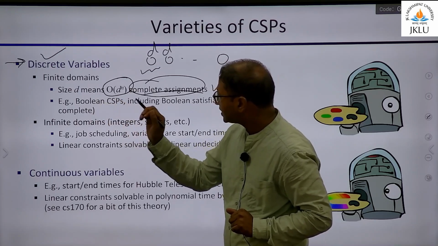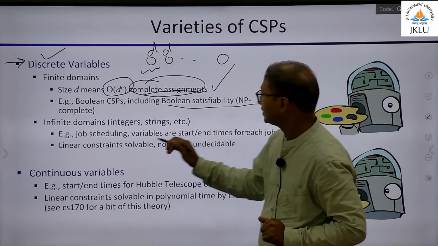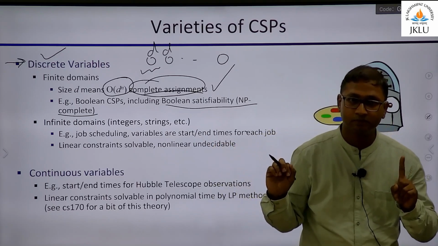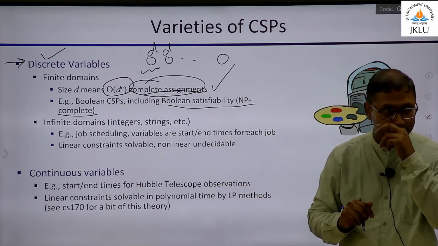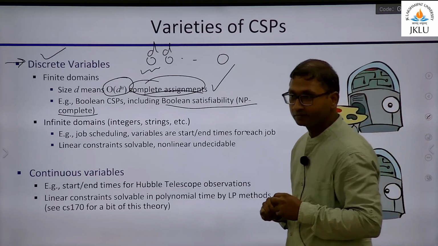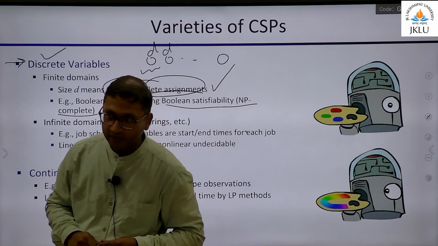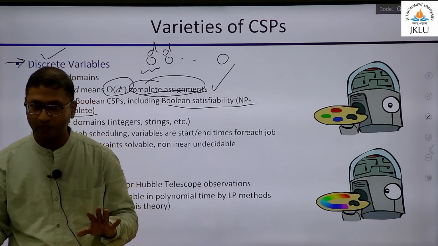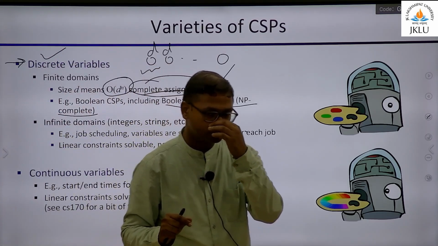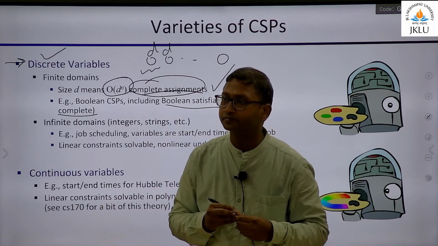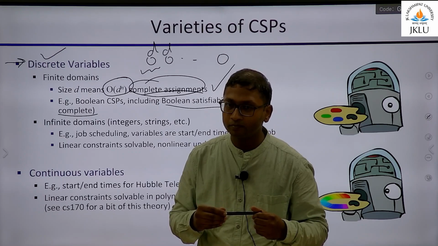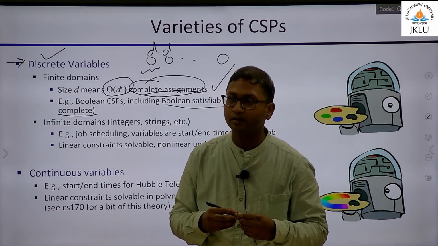Example, Boolean CSPs, including Boolean satisfiability, is NP. Heard of SAT before? SAT? What is the full form of that problem? So what is satisfiability? Boolean satisfiability? Heard of this before? Okay. And what did you do with that problem? Try to find a. Okay, right?